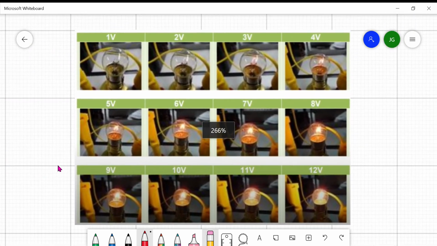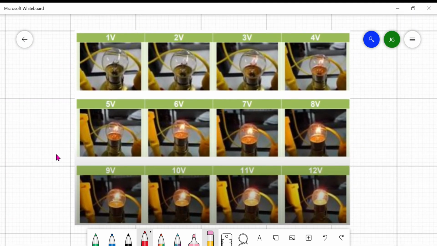With this real experiment, you can see that starting from 1 volt and increasing the voltage till 12 volts, as you can see, the lamp shows more and more brightness.